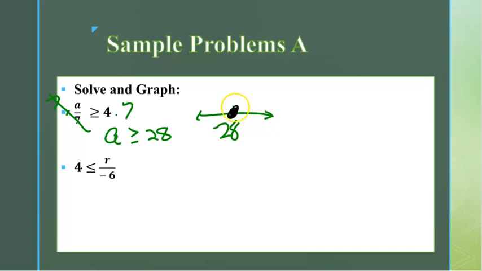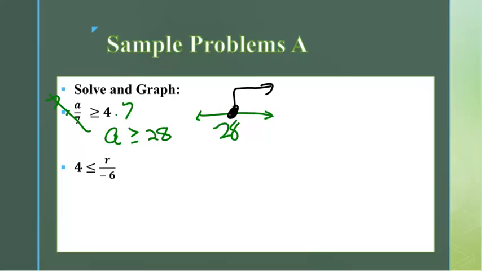It has to be greater than or equal to, greater than goes to the right. And if I want to verify this one, a number bigger than 28, and I want to make sure that it's divisible by 7, because I'm going to have to divide by 7. So I'm going to say 35. 35 divided by 7 is 5. 5 is still greater than or equal to 4. So I know that my answer is correct.